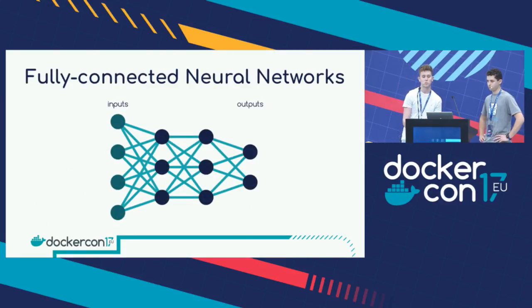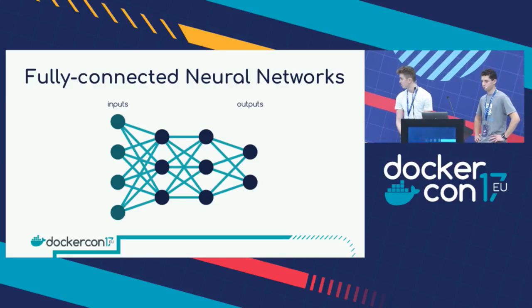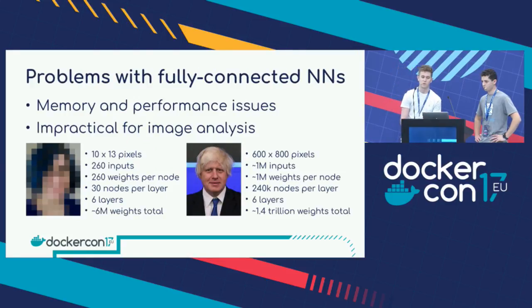Next I'm going to introduce what a fully connected neural network is. It's the most basic form of a neural network whereby all of the outputs of the previous layer are connected to all of the inputs of the next layer by weights, and data propagates through the network, as we can see. There are some problems associated with fully connected neural networks, however, when you're dealing with large-scale images.